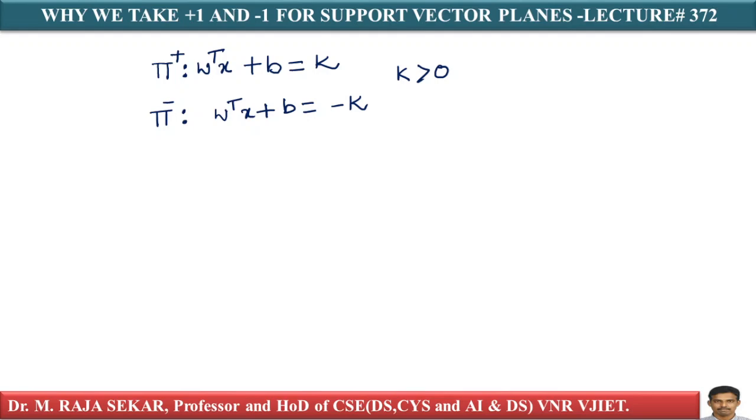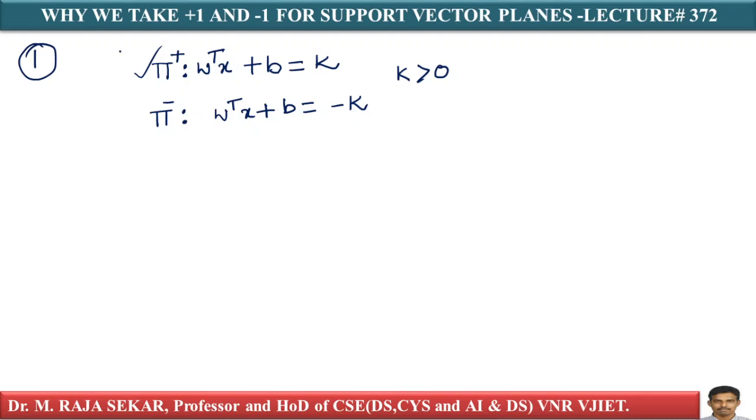This is my first interpretation, my first perspective. Let's assume our positive hyperplane pi plus is W transpose x plus b equal to k. This is pi plus, instead of 1 I am writing k. My negative hyperplane pi minus is W transpose x plus b equal to minus k, where k is greater than 0.